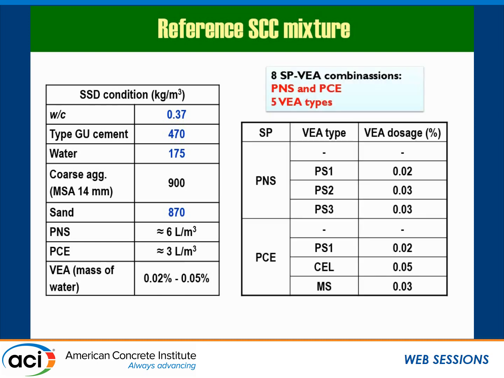In terms of combinations, we had 8 different combinations. The PNS is used with the diutan gum and the welan gum at different fineness, and the polycarboxylate ether is used with the diutan gum. It is not compatible with the welan gum, and it is also used with the cellulosic material and with a modified starch material.